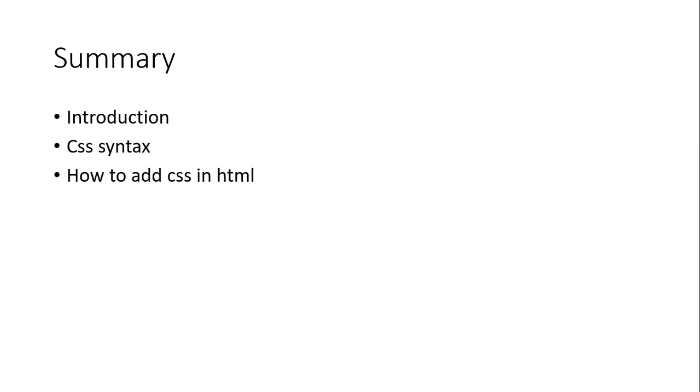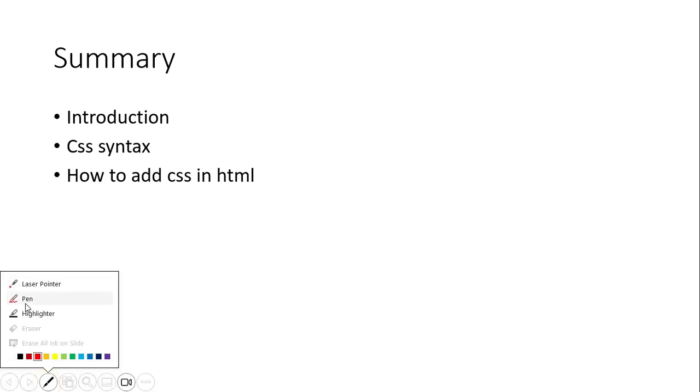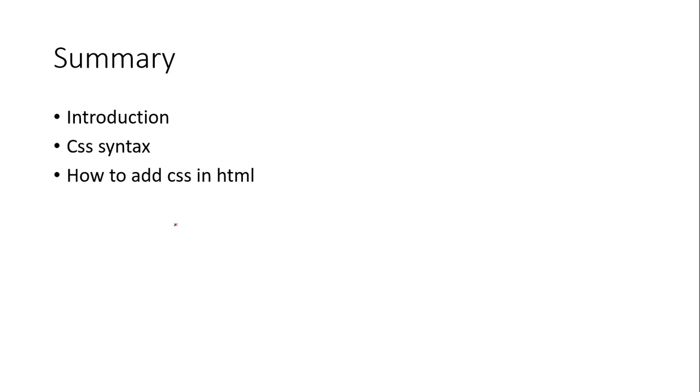And after that, we discussed how to add CSS in HTML. As you know, we can add CSS in HTML in three ways: inline CSS, internal CSS, and then external CSS. And we have seen examples of how we can add CSS in HTML. After that, we talked about CSS selectors. Especially, we discussed the ID selector, class selectors, and then the element selector.